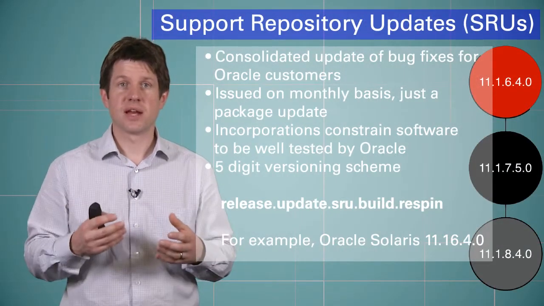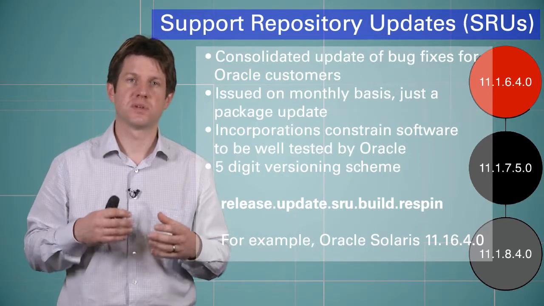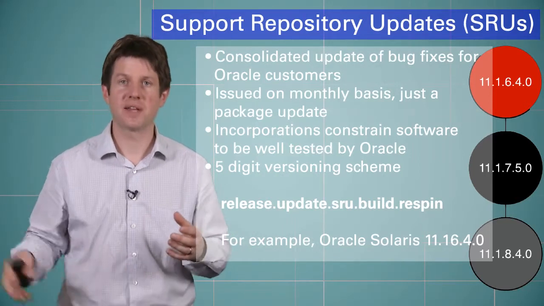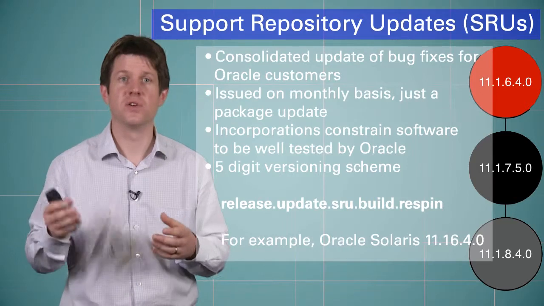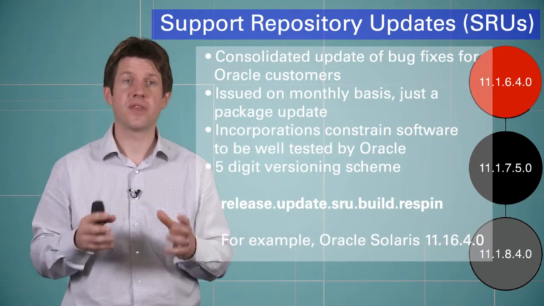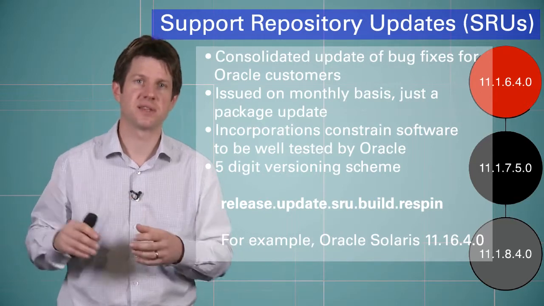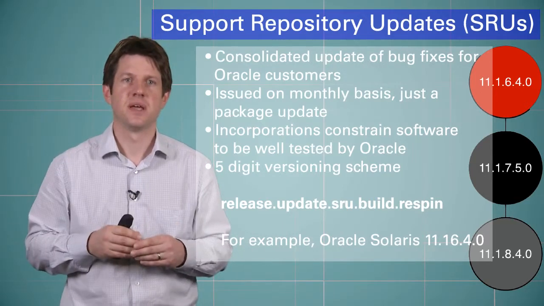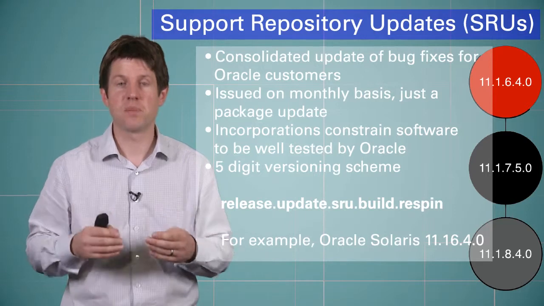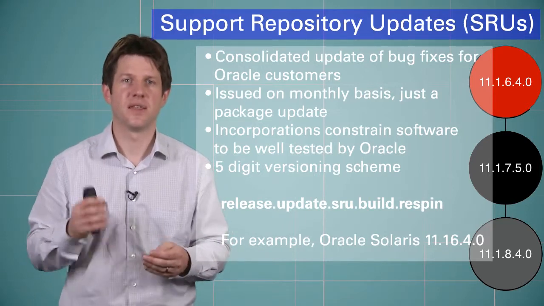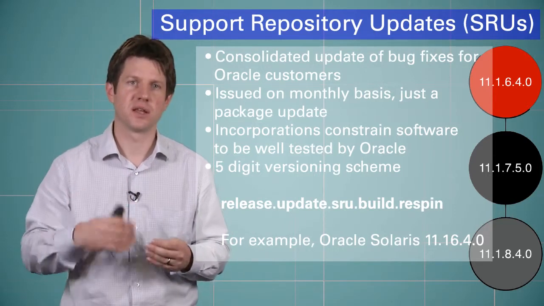Within the support train, we have a concept called support repository updates, where we actually update that support repository, or SRUs. They're issued on a monthly basis, and they're essentially consolidated updates of bug fixes that were leading up to that we publish to that. And those are simple to apply. You just do a package update, and they'll create a new boot environment for you and get up and running.